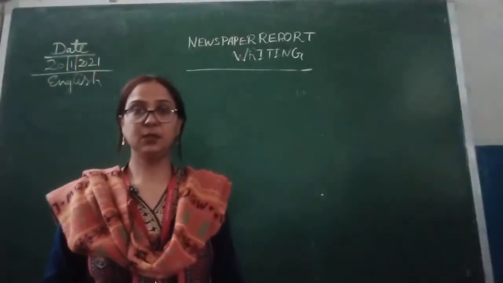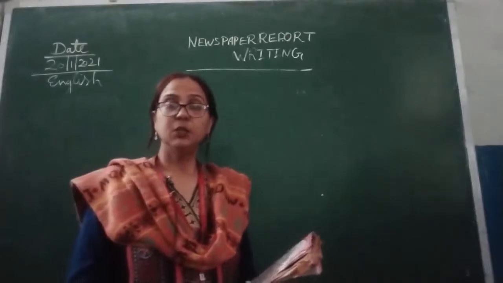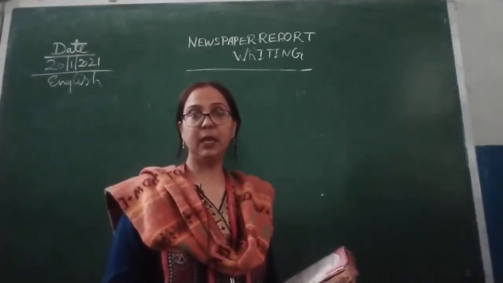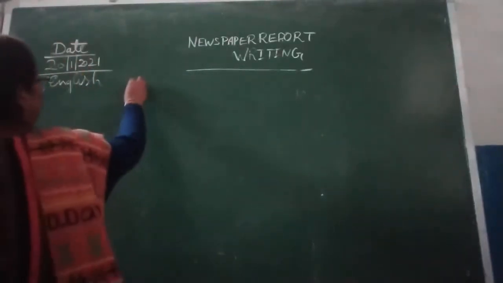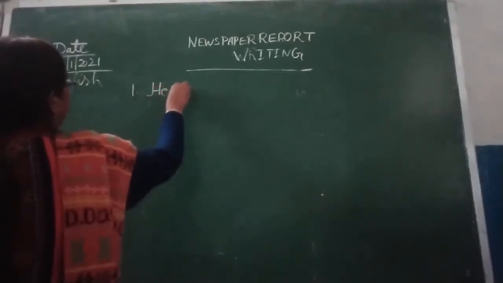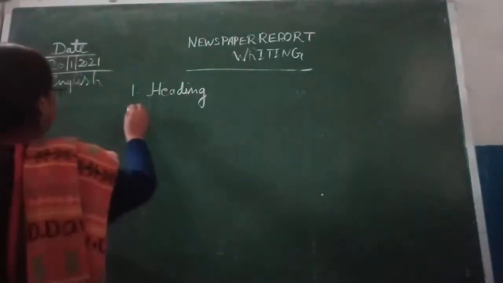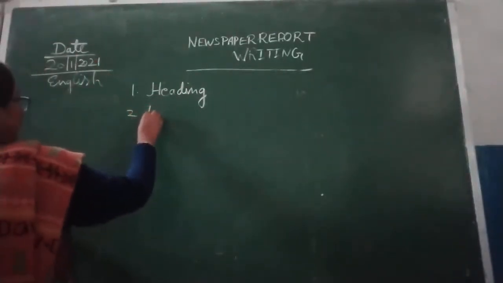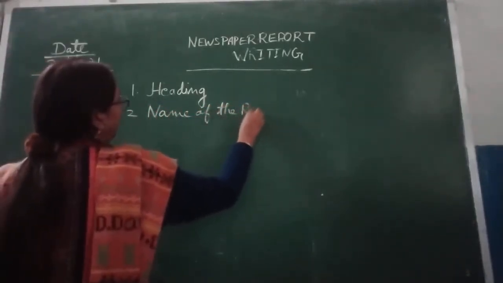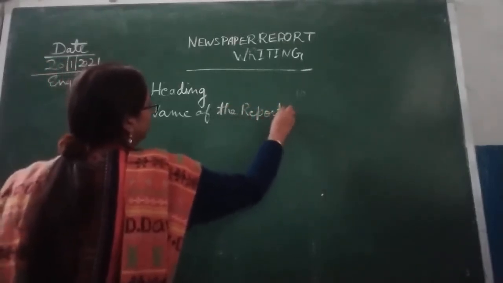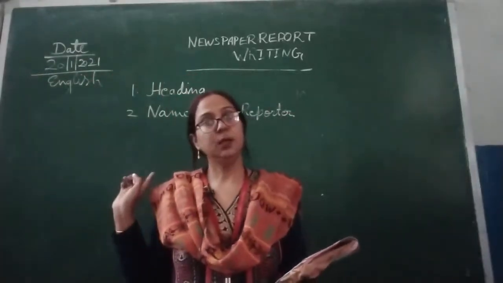Children, as we discussed yesterday, the steps or format of newspaper report writing. Now I am going to revise once again how to write a newspaper report. First of all, the heading. First is the heading, children. Now second is the name of the reporter. Who is reporting, who is giving this information to the newspaper, you will mention.